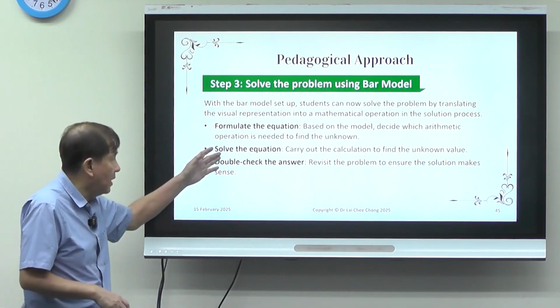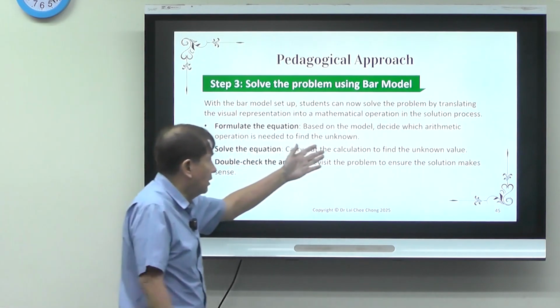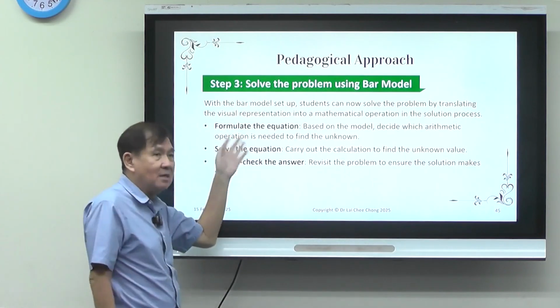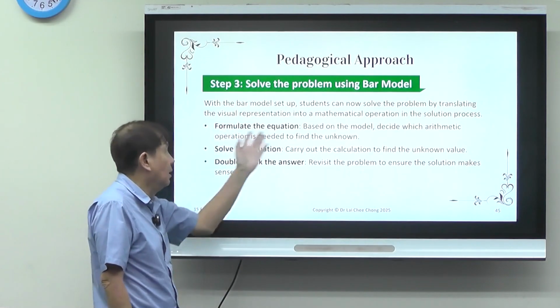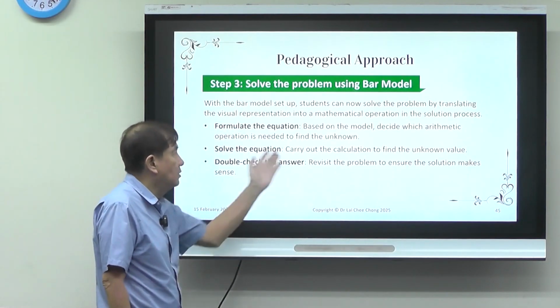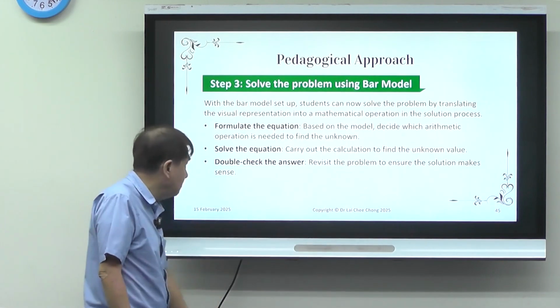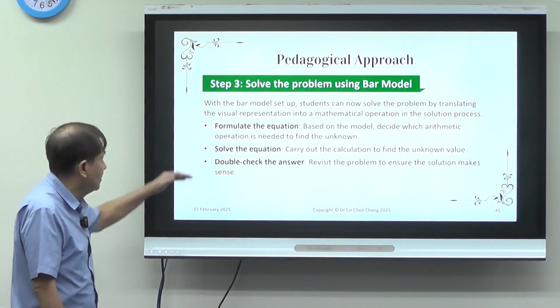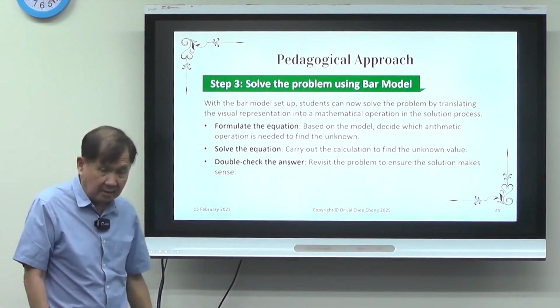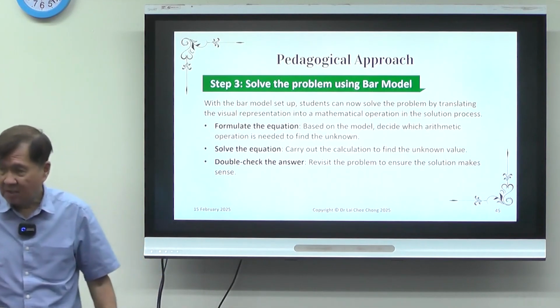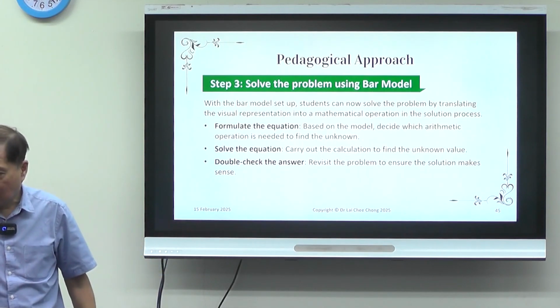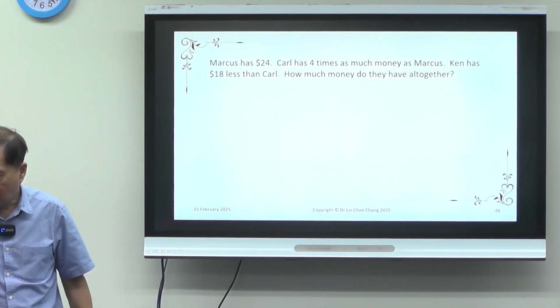All right. So based on the bar model, they have to decide what kind of arithmetic operations they are supposed to use: add, subtract, multiply, or divide or anything. Then, of course, they will solve it. That means they do all the calculation. And then, of course, they will double check the answers. Fair enough? So this is the third step. Now, that's where they really execute the solution. Okay?